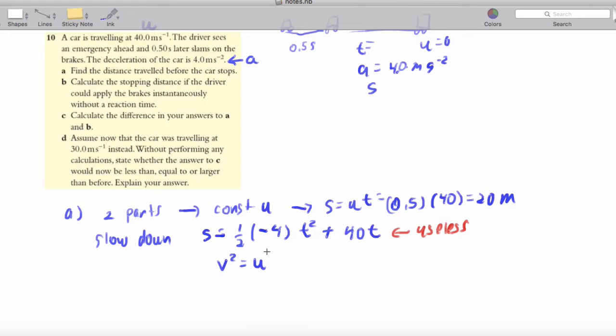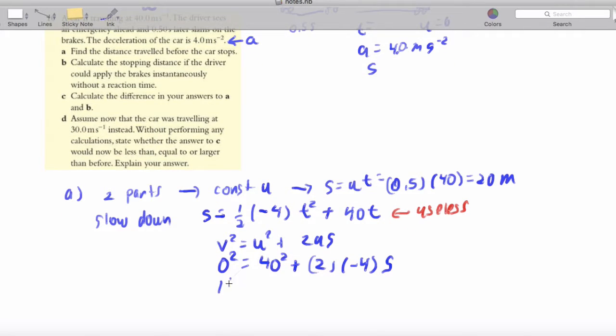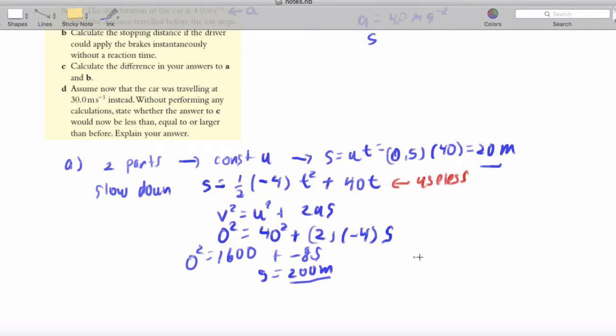v squared is u squared plus 2as. So we stop from a speed of 40, plus 2 times -4 times s, and we're getting 1600 plus -8s. When we isolate s it ends up being 200 meters. So the total we travel is 220 meters.